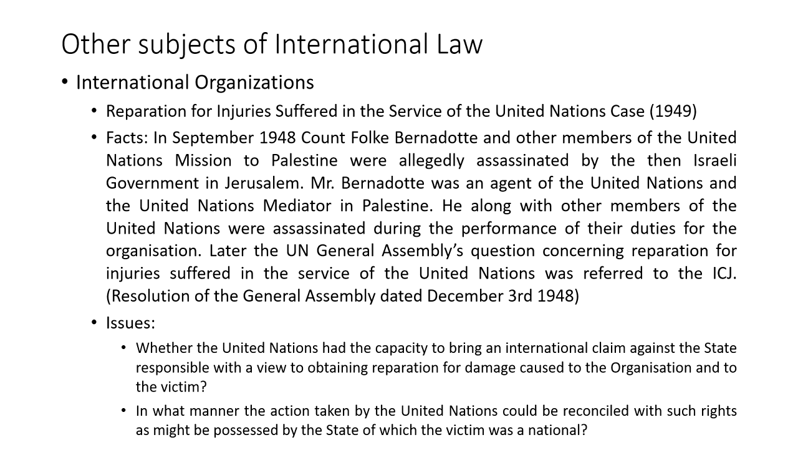Later, the United Nations General Assembly's question concerning reparation for injuries suffered in the service of the United Nations was referred to the ICJ, by a Resolution of the General Assembly dated December 3, 1948. The issue was whether the United Nations had the capacity to bring an international claim against the state responsible, with a view to obtaining reparation for damage caused to the organization and to the victim.